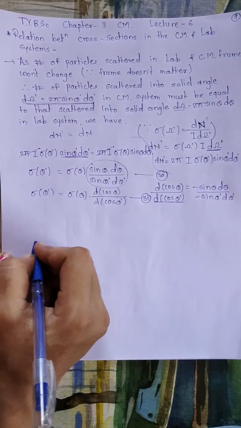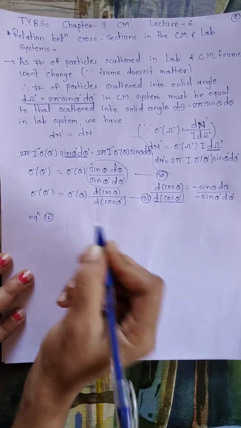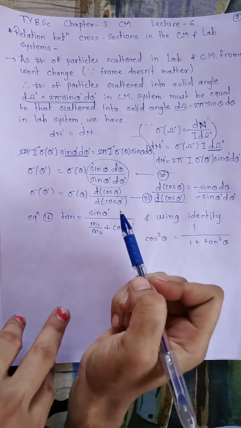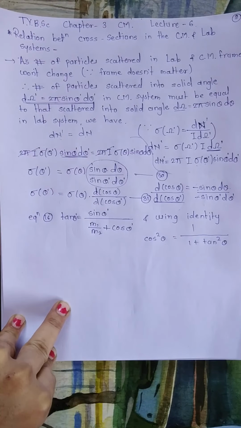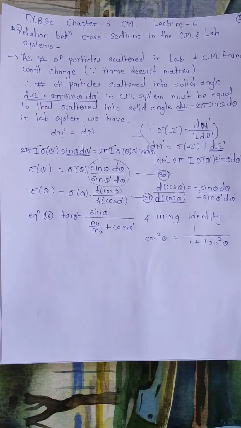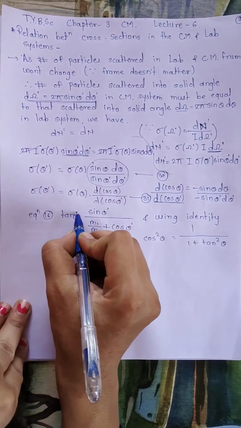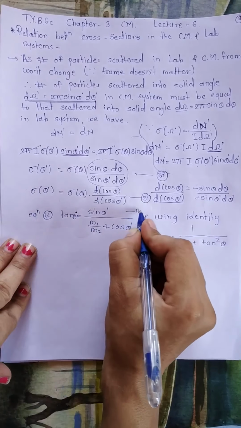Now we will use equation 16. Equation 16 was tan theta equals sin theta dash upon m1 by m2 plus cos theta dash. So this was our equation number 16. In this there is no dash over here, there is only tan theta.